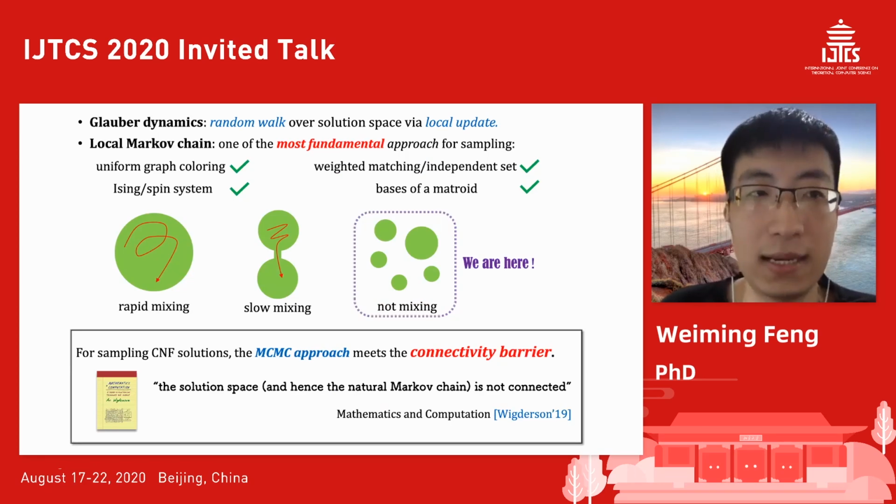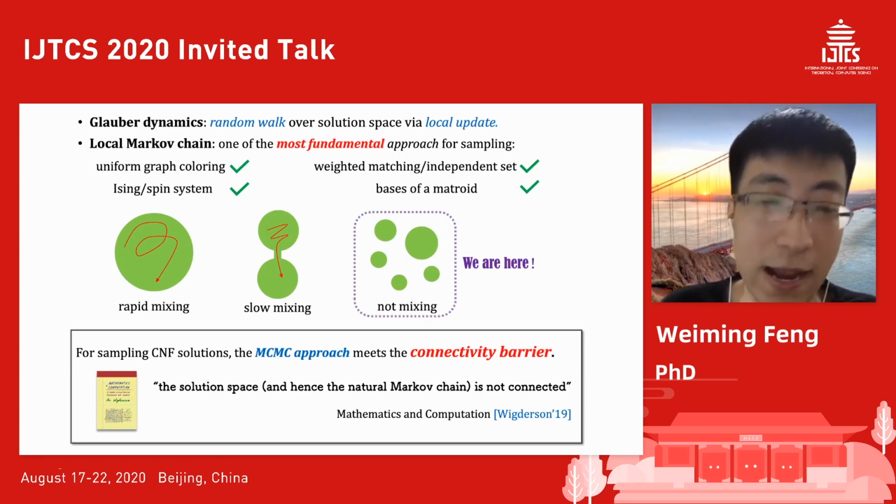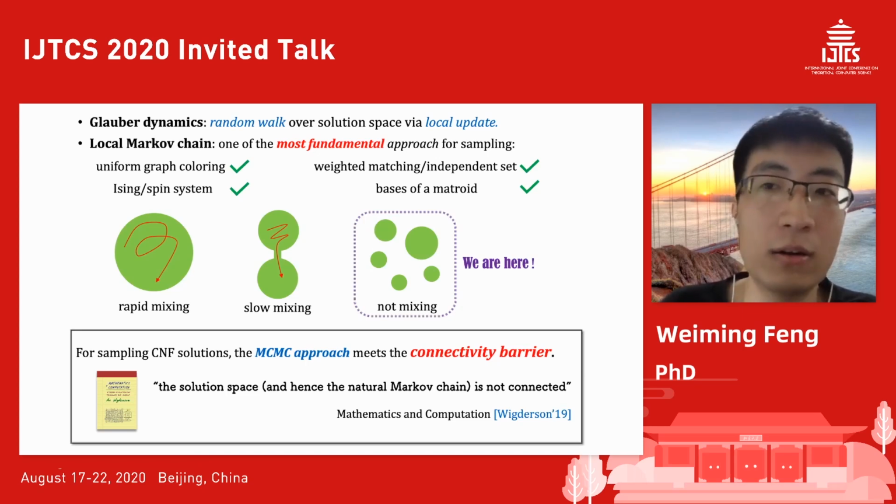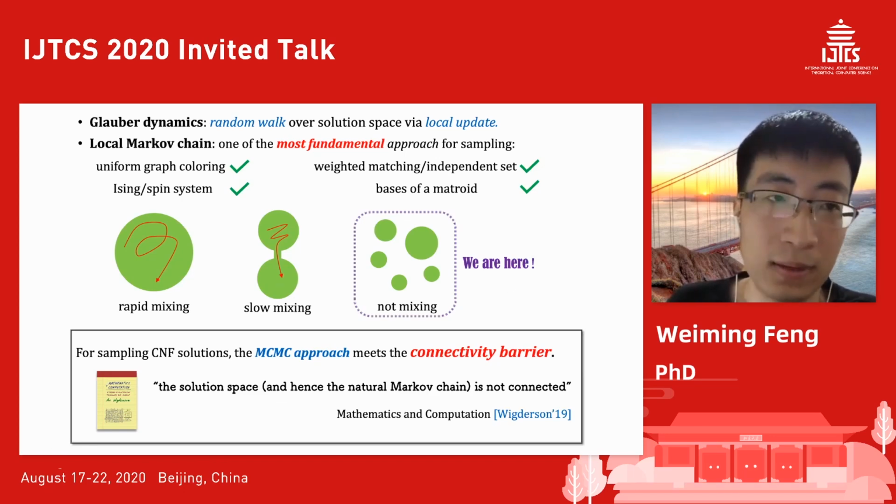Actually, the global dynamics represents a very important class of sampling algorithm. This class is called the local Markov chain. The local Markov chain is one of the most fundamental approaches for sampling. It has successfully solved many problems. For example, uniform graph coloring, the weighted independent set, the Ising model, and the bases of a matroid.